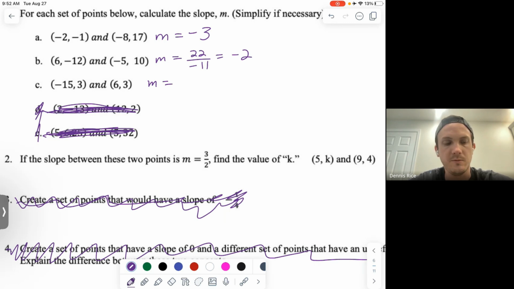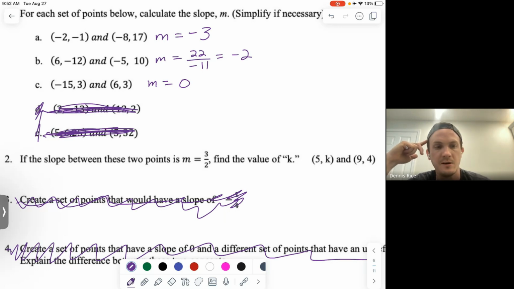Did anyone get up to 1c? What did we get? 0. Yeah, just slope is 0. Your vertical change here is going to be 0, which means regardless of what your horizontal change is, if it's any non-zero, it's just going to be 0.